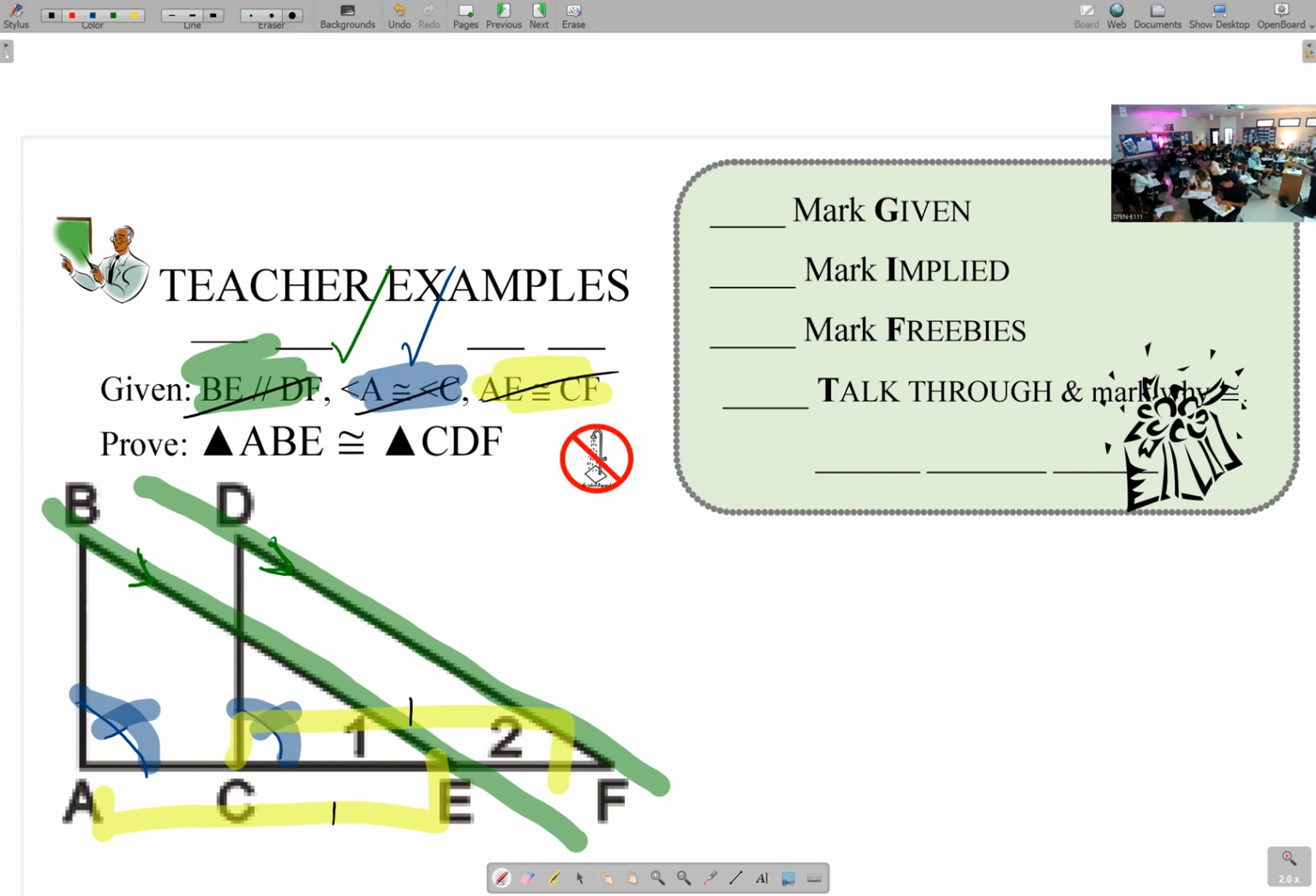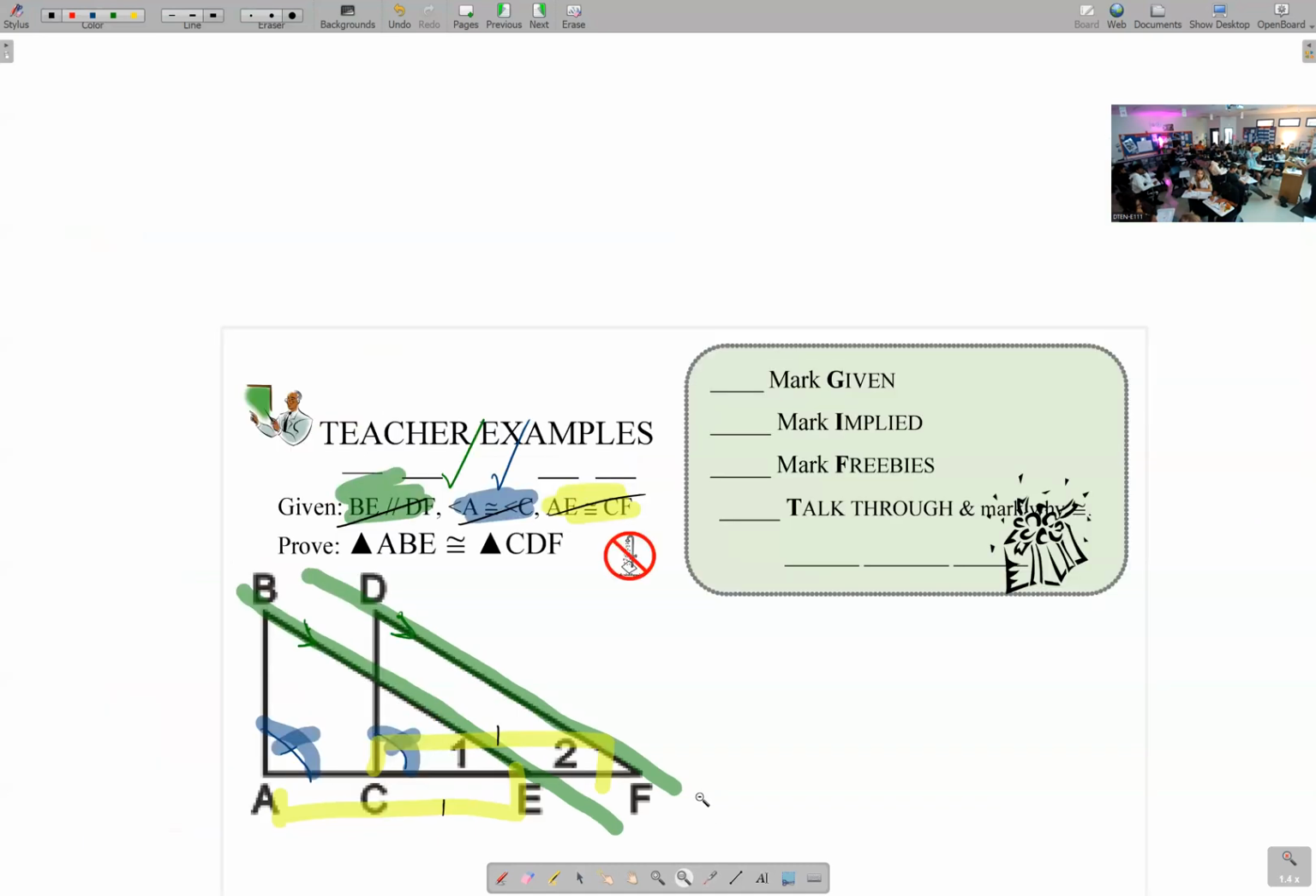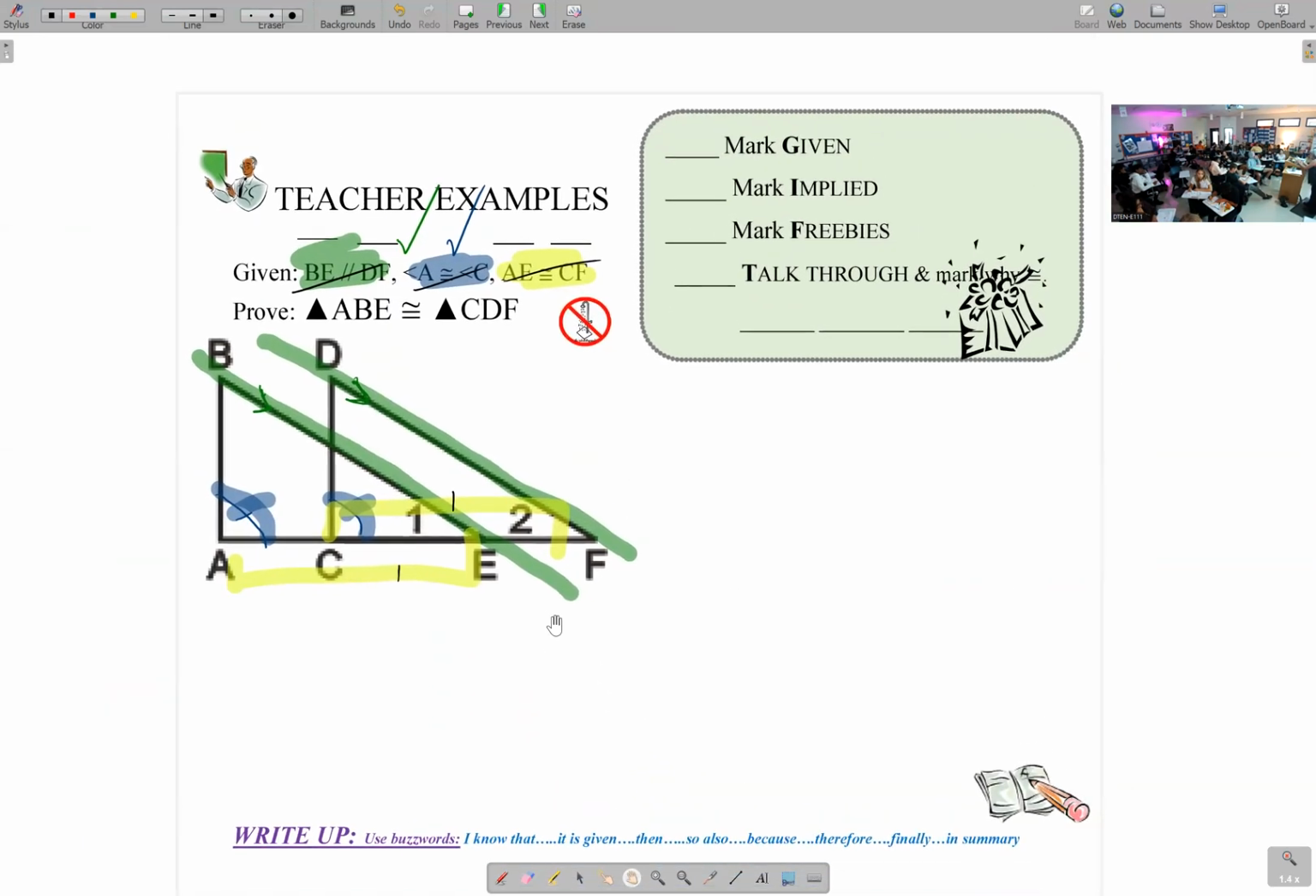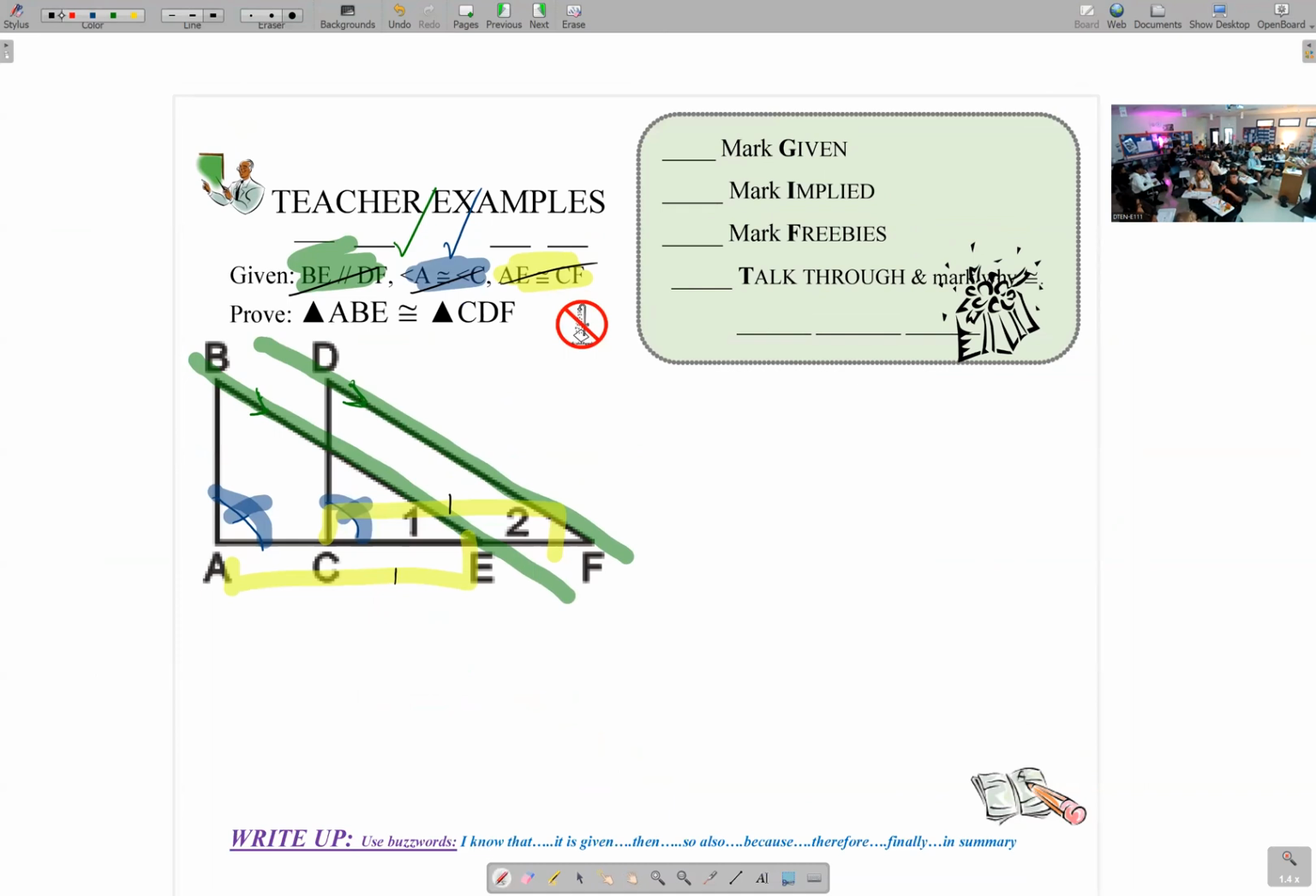We are trying to prove, just trace with me right now, ABE. Put your pencil on ABE, just trace it like 3 times. Trace that triangle. Do you feel it? Is congruent to which triangle? Out loud? So do you see how they're overlapping? If you've got overlapping stuff, you should automatically start pulling it apart. Otherwise, it gets super confusing. So I'm going to pull it apart.